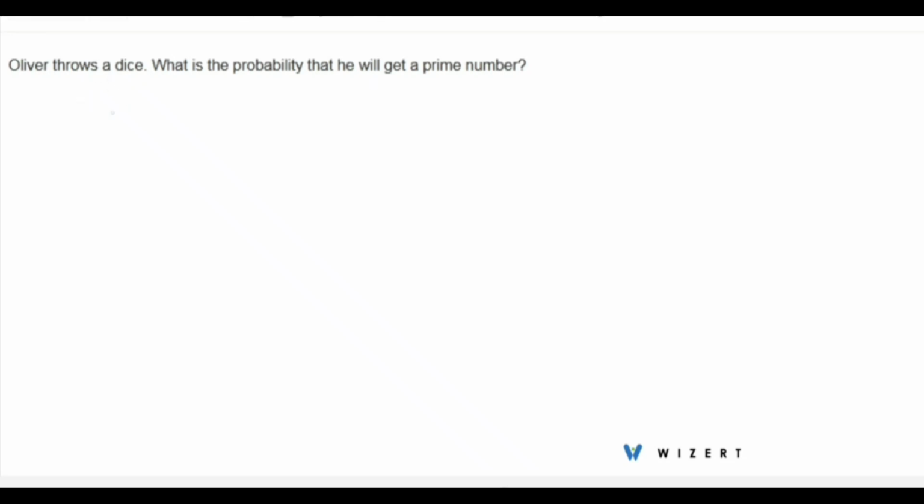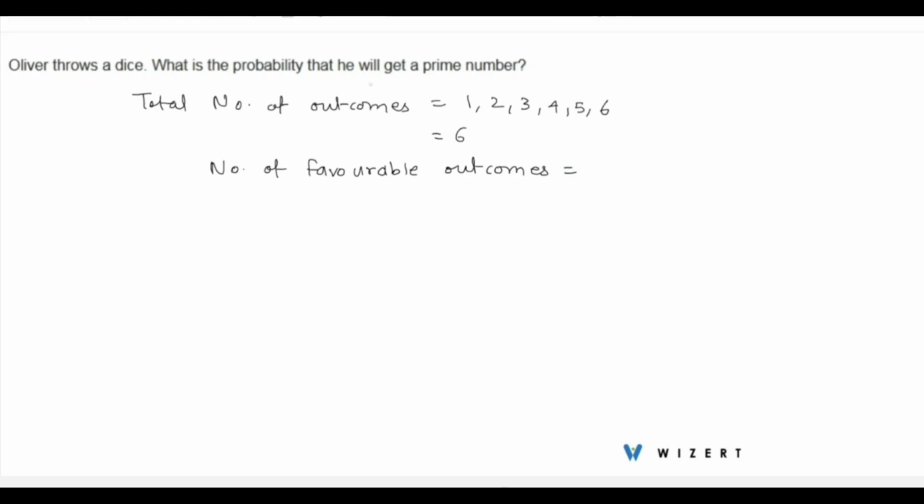Now, in throwing of a die, we have the total number of outcomes as 1, 2, 3, 4, 5 and 6. So that is equal to 6. Out of these, the number of favorable outcomes will be all the numbers which are prime numbers. So 2, 3 and 5, which is equal to 3.